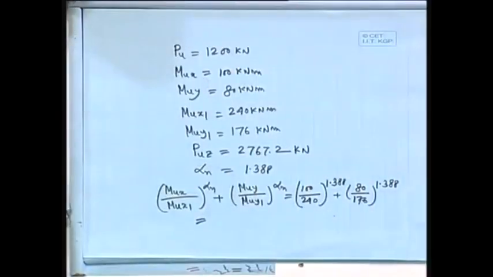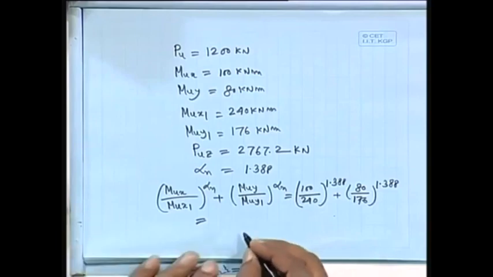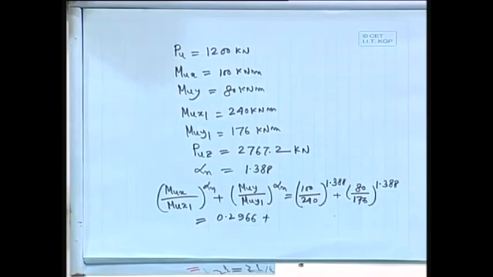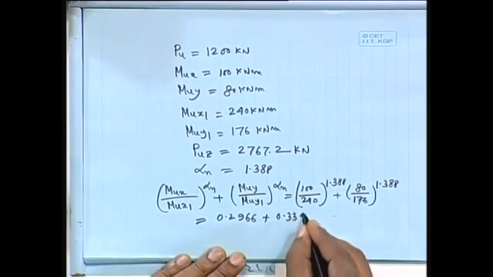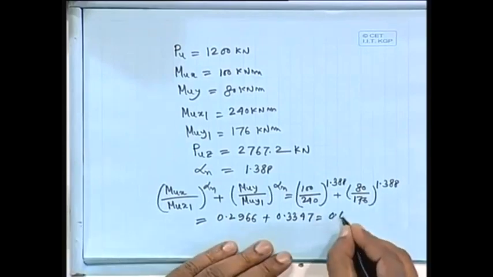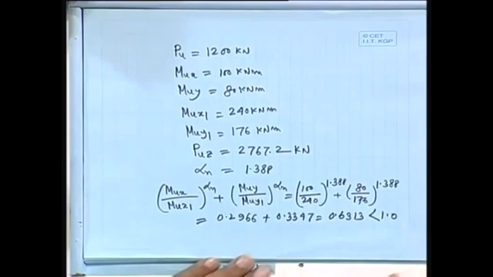Let us find out how much we are getting. 100 divided by 240, so the first part I am getting here is 0.2966, plus 80 divided by 176, which is 0.3347. So we are lucky. 0.2966 plus 0.3347 comes as 0.6313, less than 1.0. So that means the section we have chosen is at least safe.